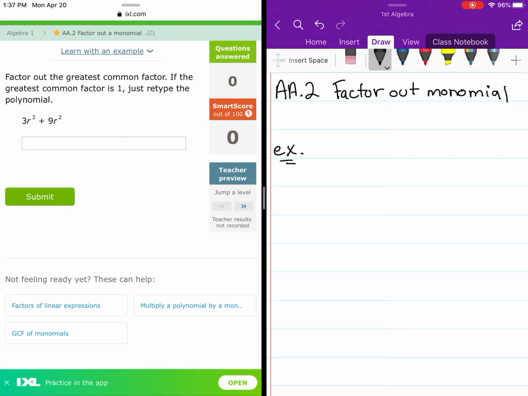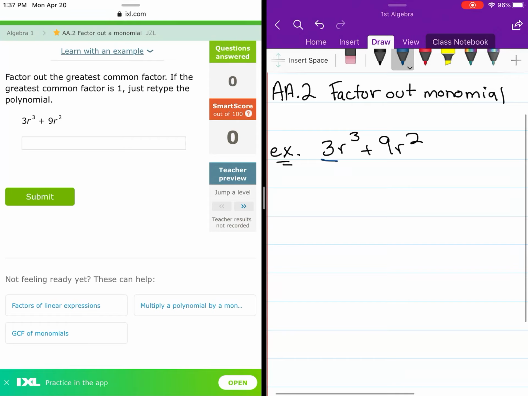So for example, here in this one, we have 3r^3 plus 9r^2. Now, whenever you're factoring out, you need to find the greatest common factor. In other words, what is the biggest number that you can divide out of the terms that you are given? So because my numbers are 3 and 9, my greatest common factor of those is going to be 3, because I can divide both the 3 and the 9 by that number.